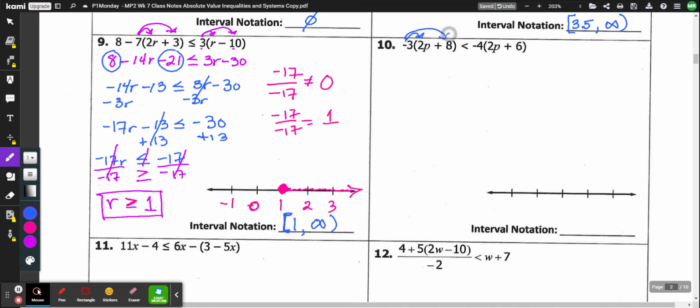For number 10, we need to distribute. That's always the first step if we have parentheses and numbers outside the parentheses. Negative 6p, negative 3 times negative 8 is negative 24.